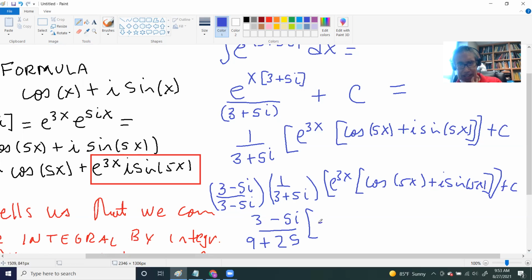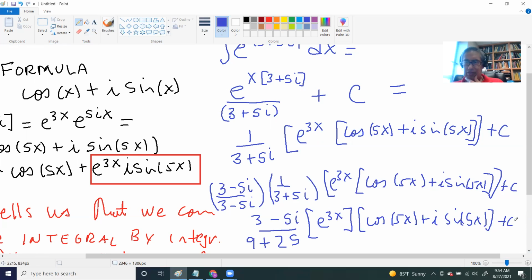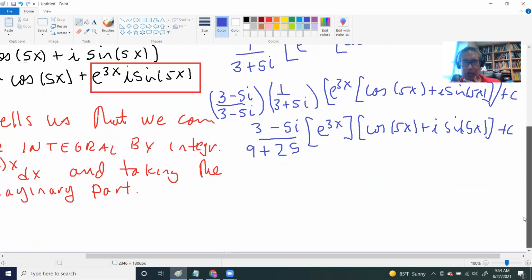And then we get e to the 3x, cosine of 5x plus i sine of 5x. Okay, now we're almost done because you do have to do a little bit of arithmetic right here. So let's just take this stuff on the denominator. I believe that's 34.